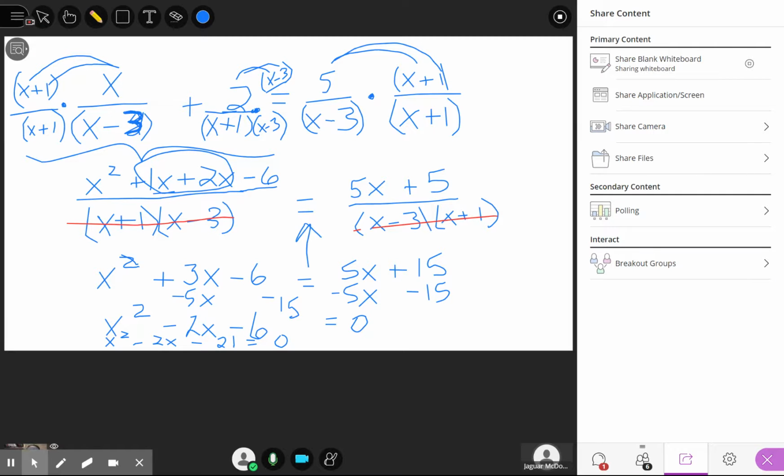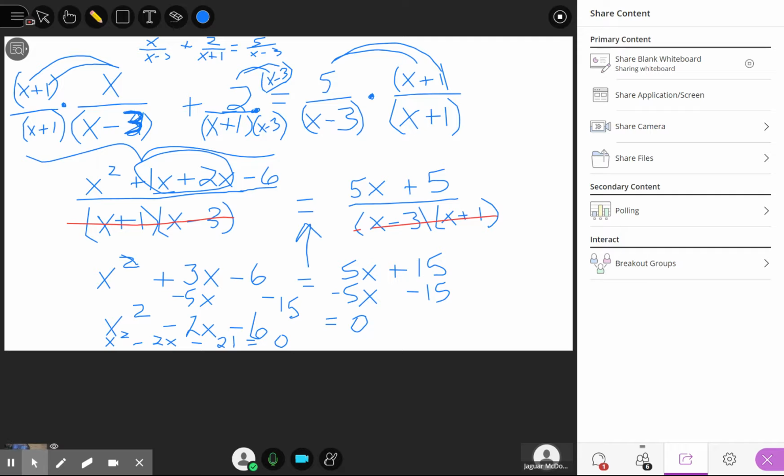Okay, so in this problem, our initial problem was x over x minus 3 plus 2 over x plus 1 equaled 5 over x minus 3. So to attack this problem, first we got a least common denominator of x plus 1 times x minus 3 and collected like terms in our numerator.